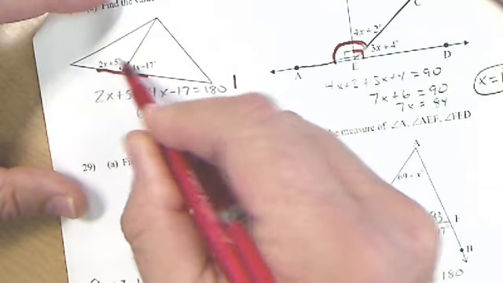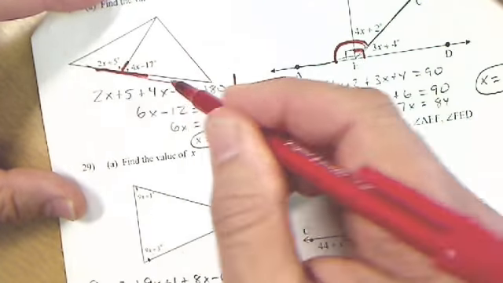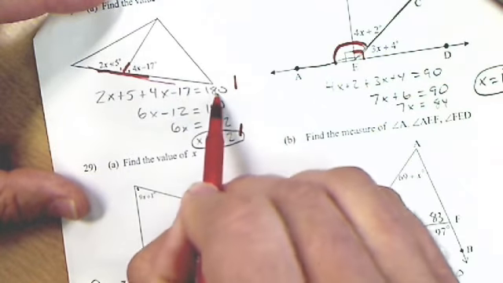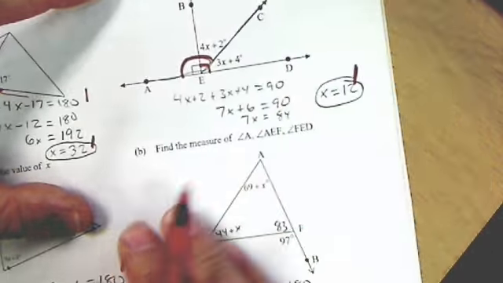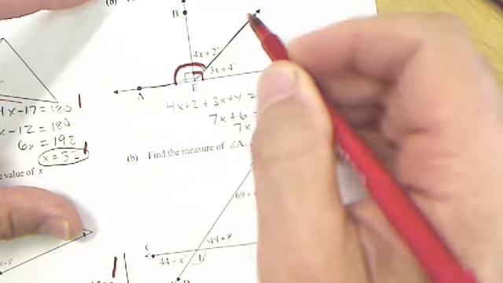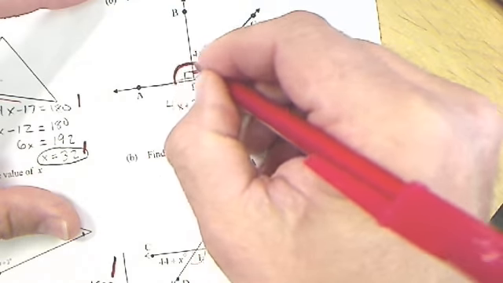These two angles lie on a straight angle, so therefore they are supplementary. Add them together and they equal 180. Solve. I'm looking for AEC. So it's this big angle here.